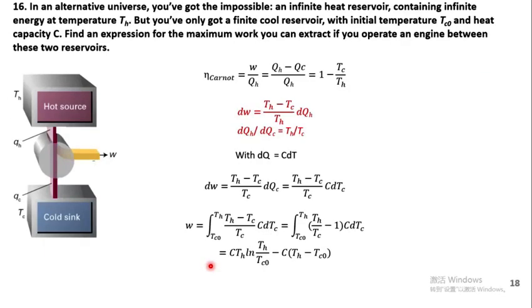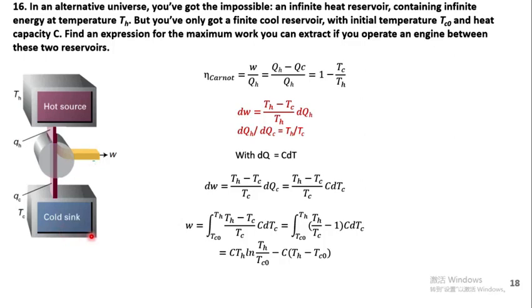For the sixth process, I think this question is very difficult, because these questions assume that the hot source is infinite and the cold sink is not infinite.